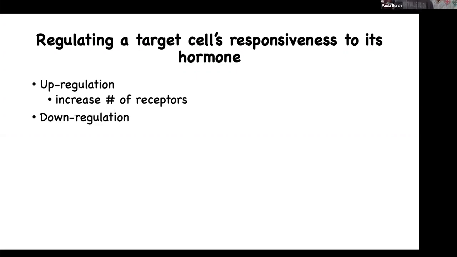Downregulation is just the opposite. In this case, a target cell can decrease its responsiveness to a hormone by decreasing the number of receptors. So if you have elevated levels of a given hormone in the blood, you might want to decrease the number of receptors, thereby decreasing the target cell's response.